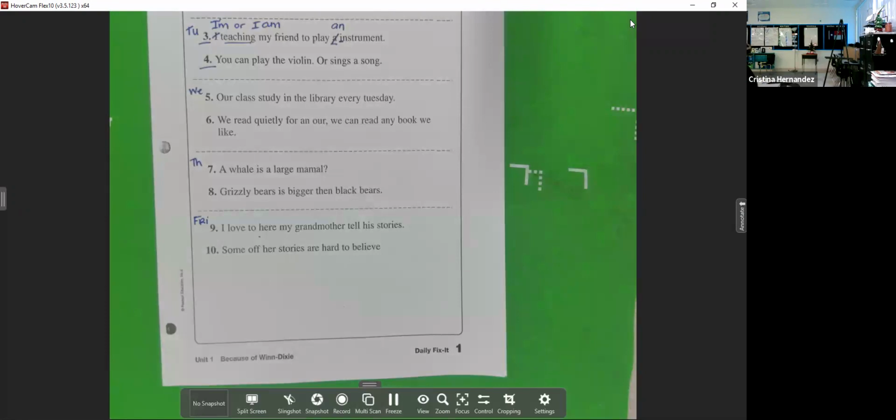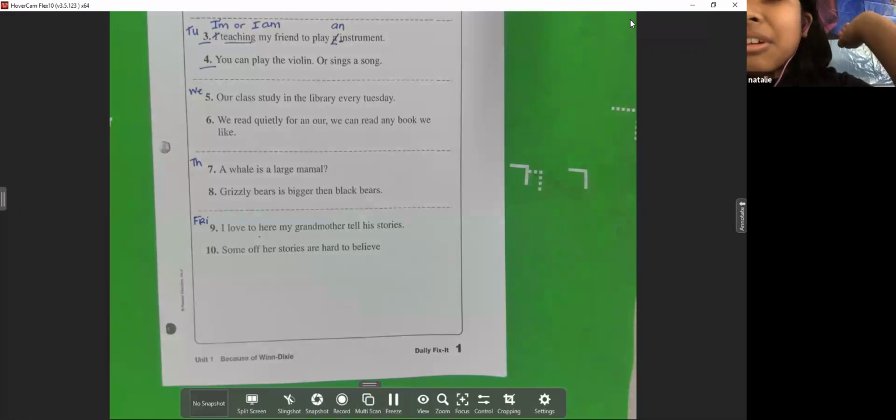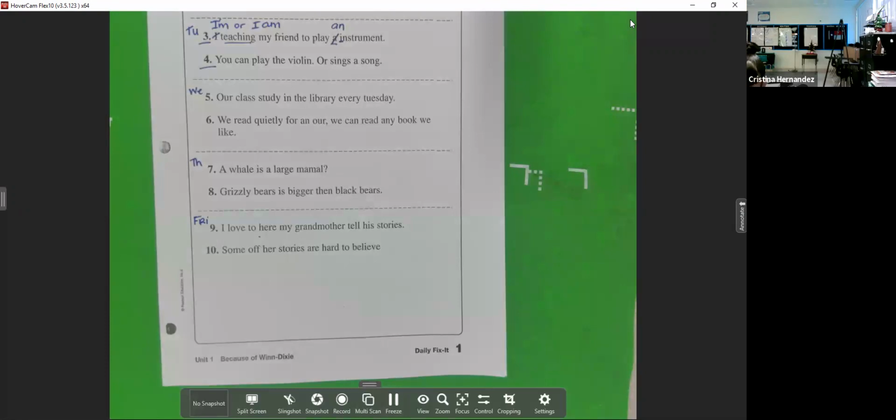Does that have a subject? You. And then what's the predicate? Can play the violin. So that's the predicate. So that is a complete sentence.